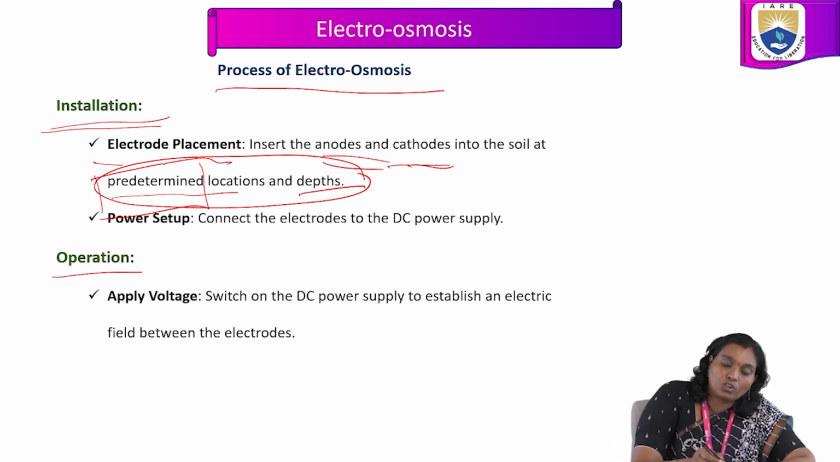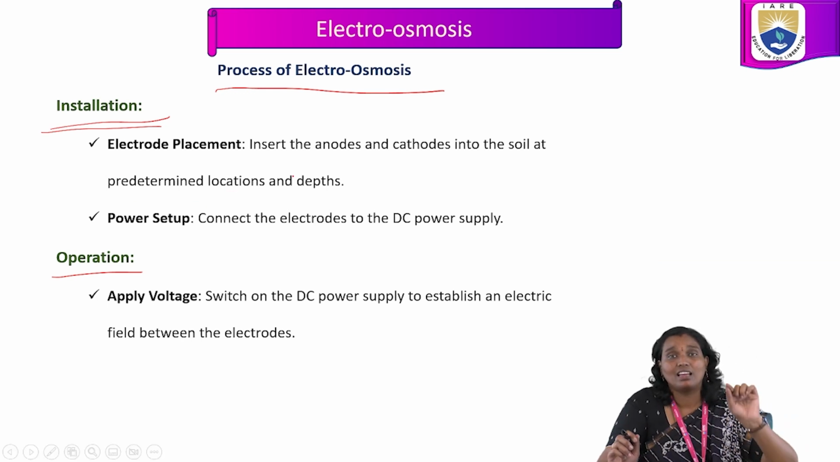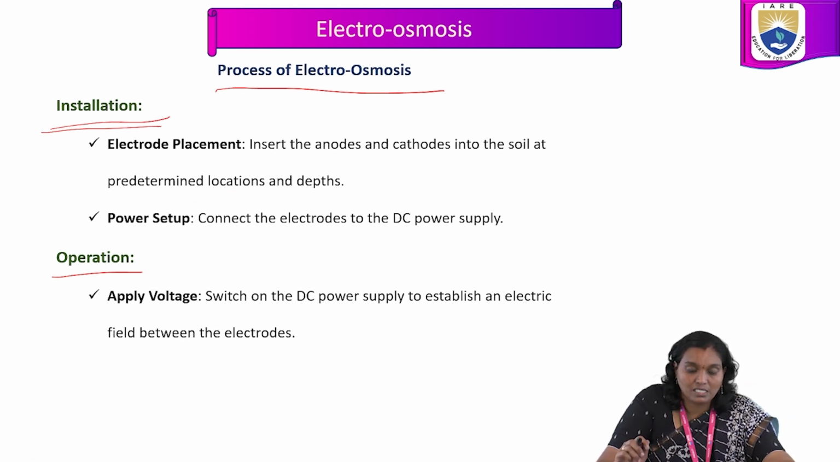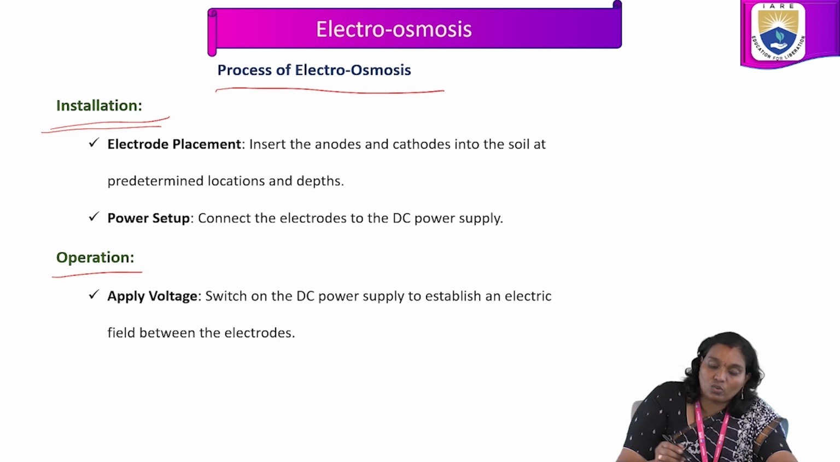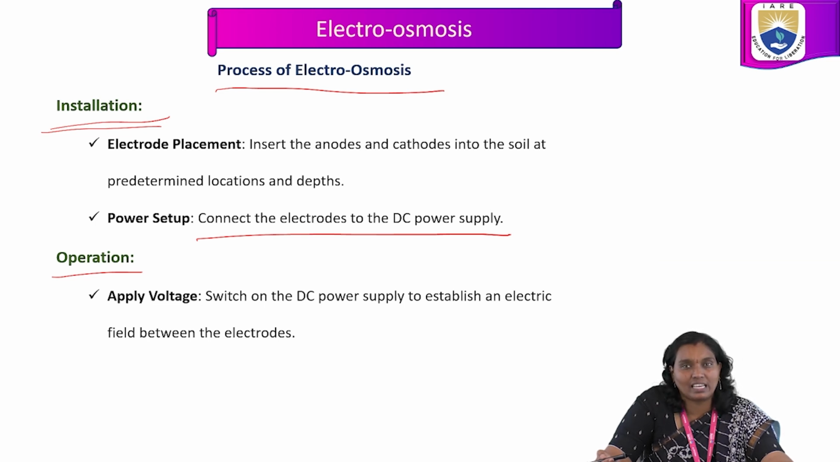So that is the electrode placement. It is very, very important. We have to understand the electrode placement. Next, power setup. Connect the electrodes to the DC supply. Once we insert these anodes and cathodes in the soil, then only we move on to the next step, that is power setup. In this power setup, connect the electrodes to the DC power supply.